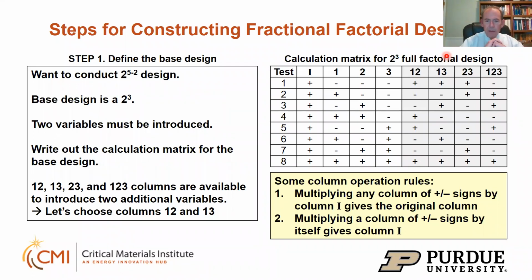One other thing before we move on from this slide: if I take any column in this calculation matrix and multiply it times the I column, so if I take column 1 and multiply it times I, I'm going to get back column 1. Second, if I take column 1 and multiply it times itself, so column 1 times column 1, minus times a minus will be a plus, plus times plus will be a plus, minus times minus will be a plus, and so forth. So any column times itself will give me column I.